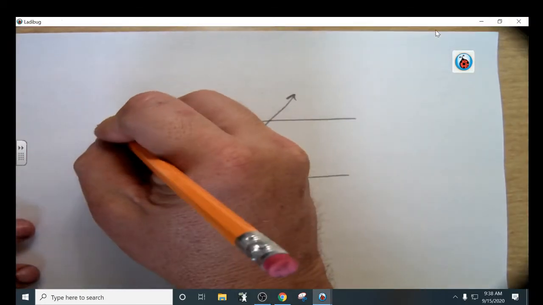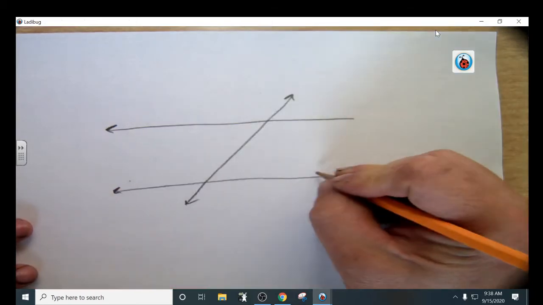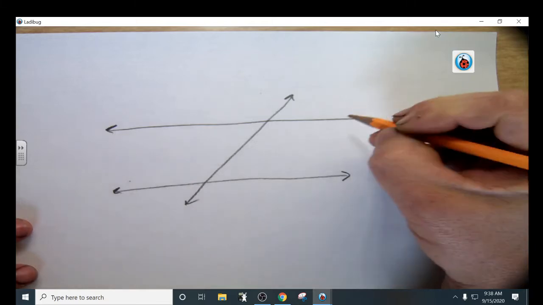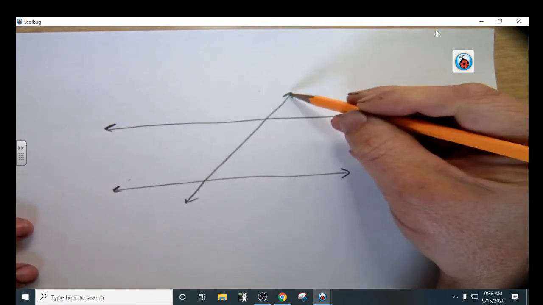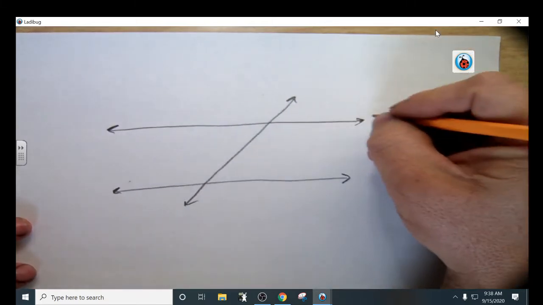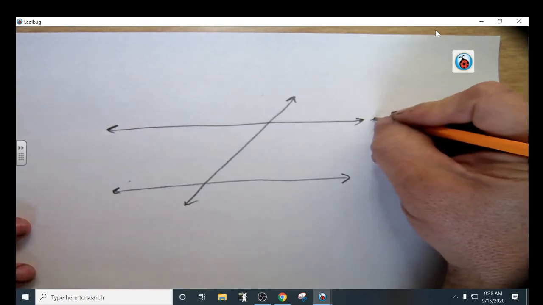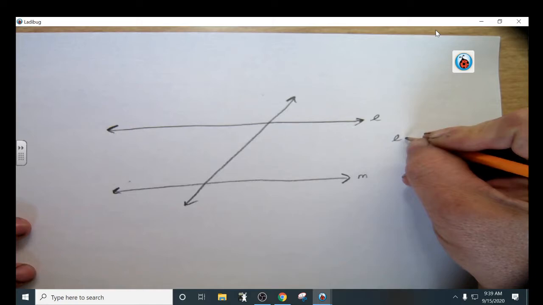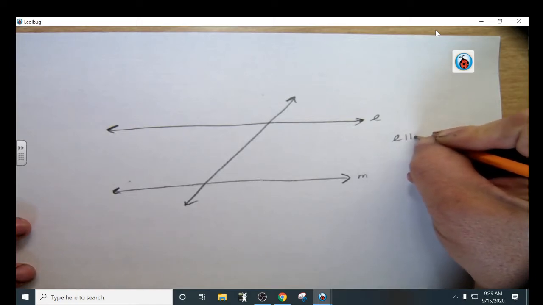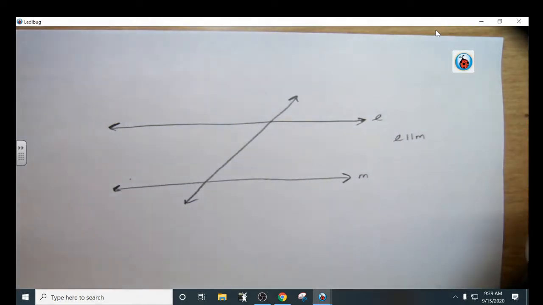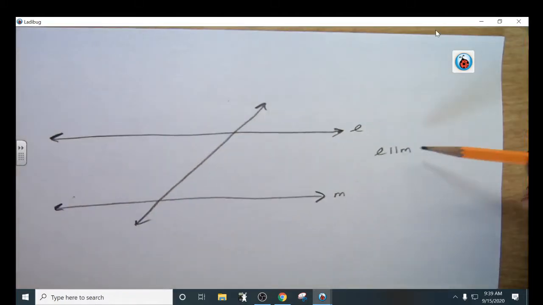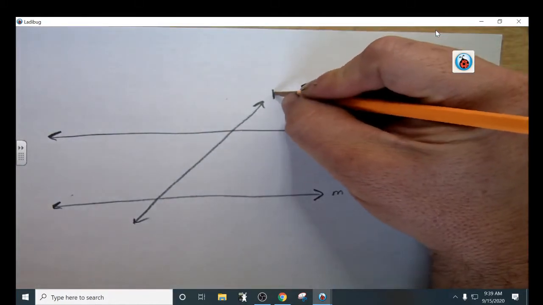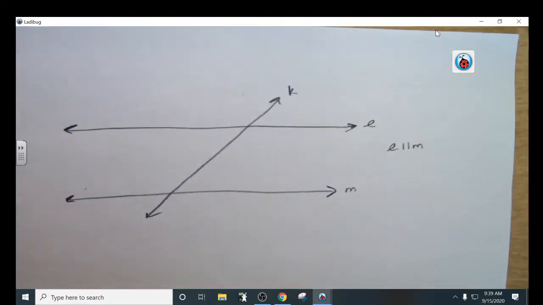Alright guys, so if you have two parallel lines and they're cut by a transversal, these are your parallel lines. We'll call those L and M. So L and M are parallel. That's the two little marks here. That means parallel. We'll call the transversal K.